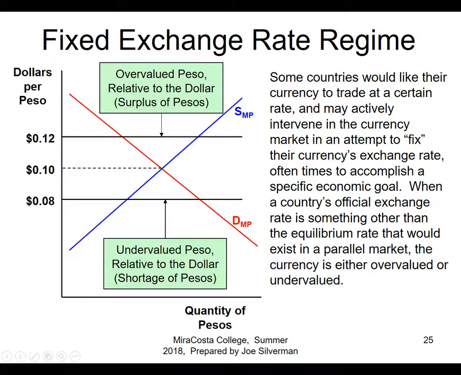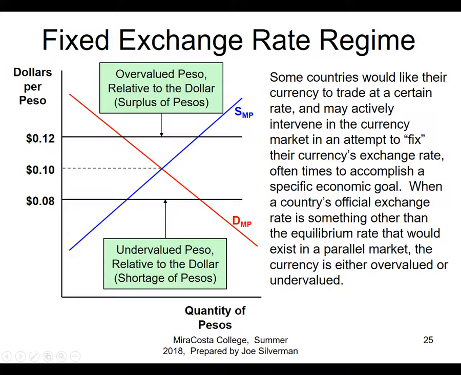And what you'd expect to see is a surplus of pesos to the dollar, because people would say, okay, I'll take that. I've got pesos. That's great. I'll take 12 cents instead of 10 cents. I'd much rather get 12 US cents for 1 peso than 10 US cents to 1 peso.